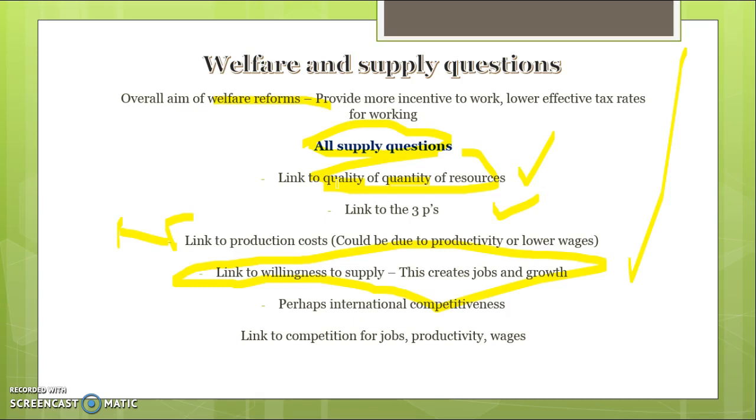The more that we supply, the more jobs that we create, and that reduces unemployment, and that creates more economic growth. That's the key thing. That's more important than linking it to international competitiveness. All supply-side policies increase firms' willingness to supply, which then creates more jobs and creates more growth. What you can also link it to is the lower prices, particularly for longer questions, help to make us more internationally competitive. That can lead to increased exports and less imports, which all has benefits for the economy as well.